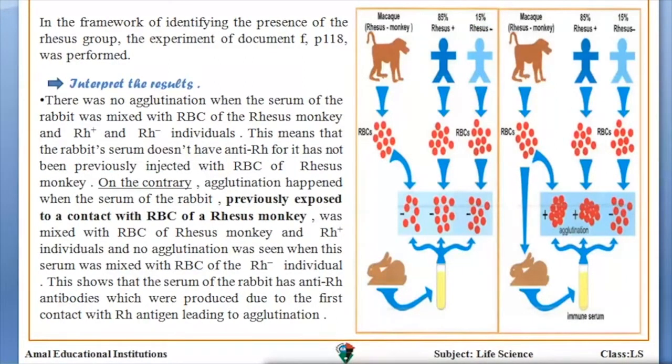Apart from removing the red blood cells from three different sources, serum is also removed from rabbit, as observed here. Serum from this rabbit and the serum from this rabbit. The red blood cells removed and the serum are going to be mixed together, and the results are revealed here.